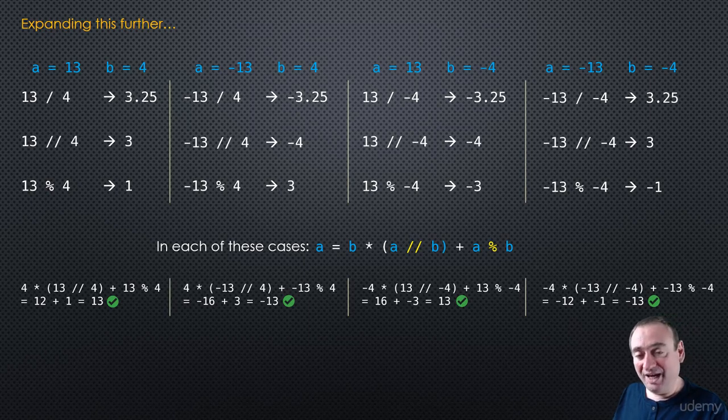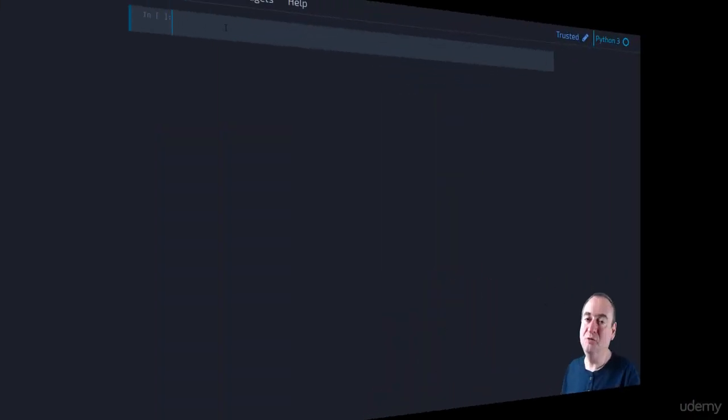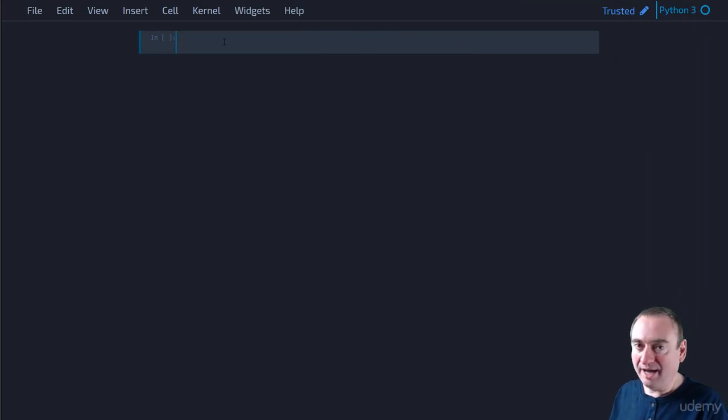So when you start dealing with negative numbers, it's a little more complicated. You have to be a little careful with that, okay? So now let's look at some code and check all this out. So the first thing we're going to look at is the types when we do these arithmetic operations.